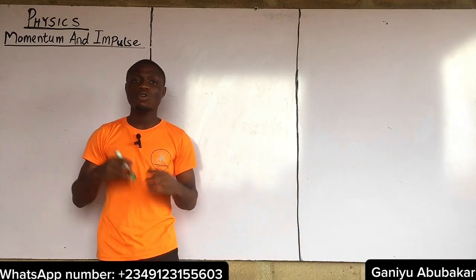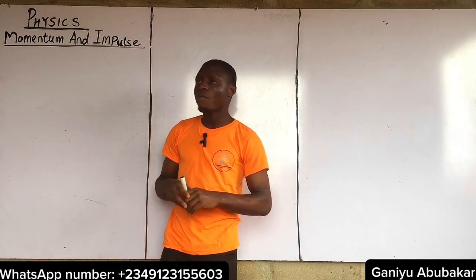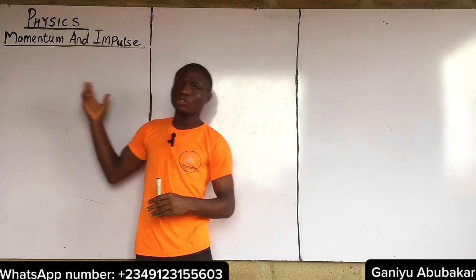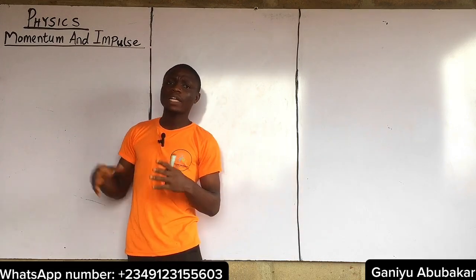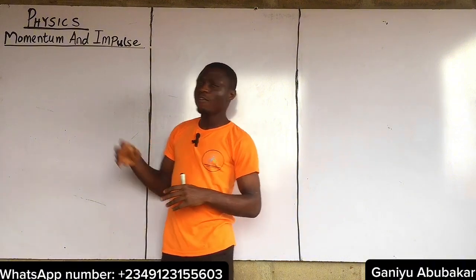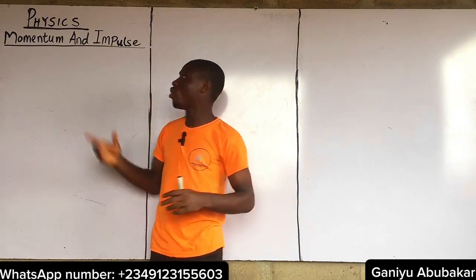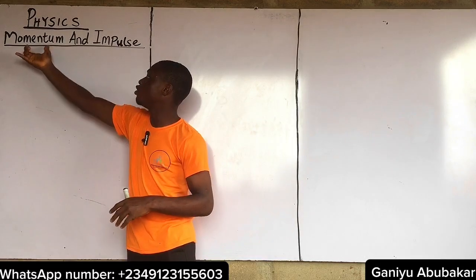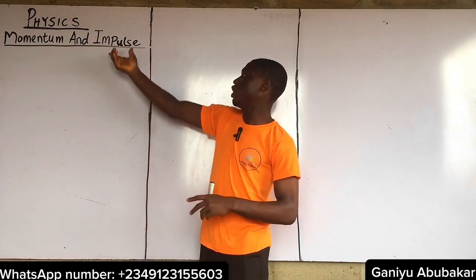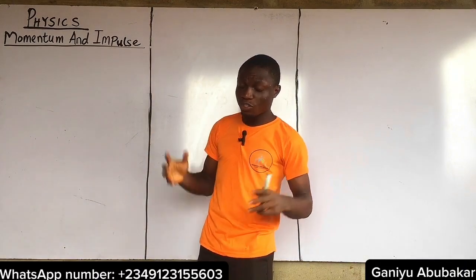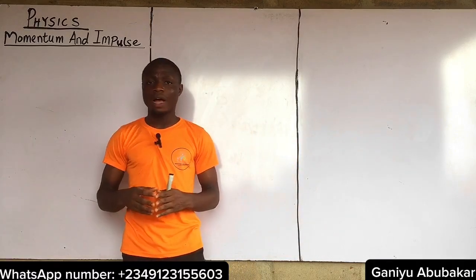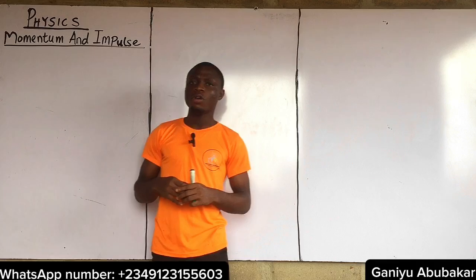For today's class, we're discussing momentum and impulse. For this concept, there are two key terms. The first one is called momentum, and the second one is called impulse. So for today's physics class, we're discussing the concept behind momentum and impulse.